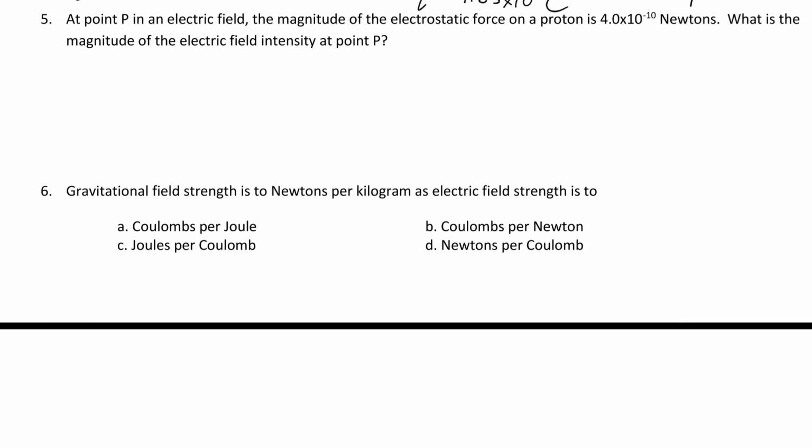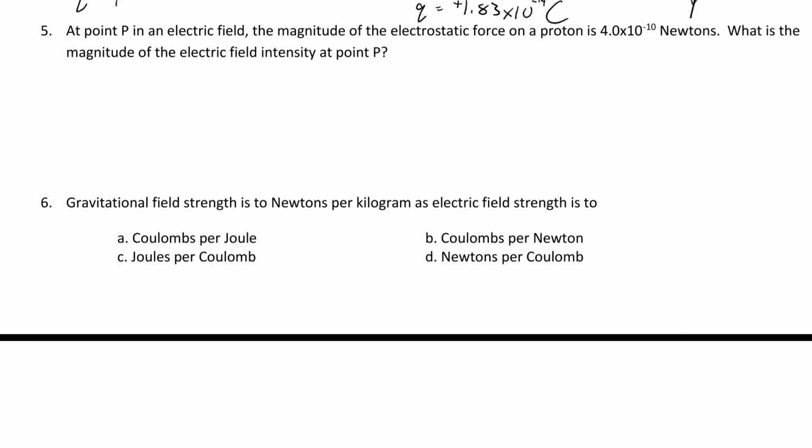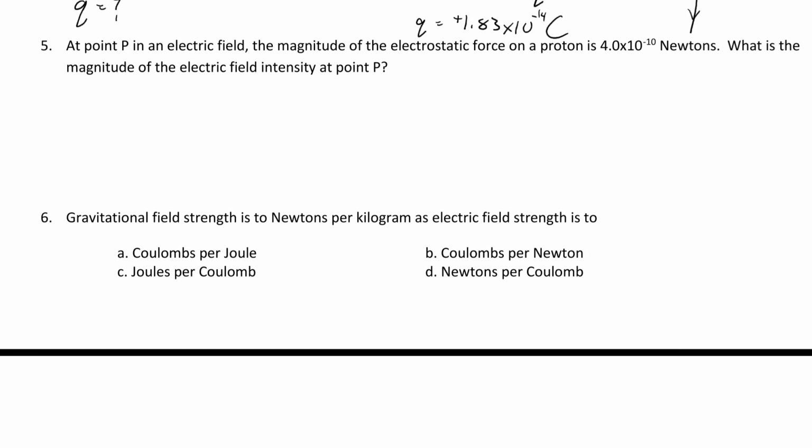At point P in an electric field, the magnitude of the electrostatic force on a proton is 4 times 10 to the negative 10 newtons. So it's a proton, you know the charge. 1.6 times 10 to the negative 19 coulombs. And you know the force. It says, what is the magnitude of the electric field intensity?